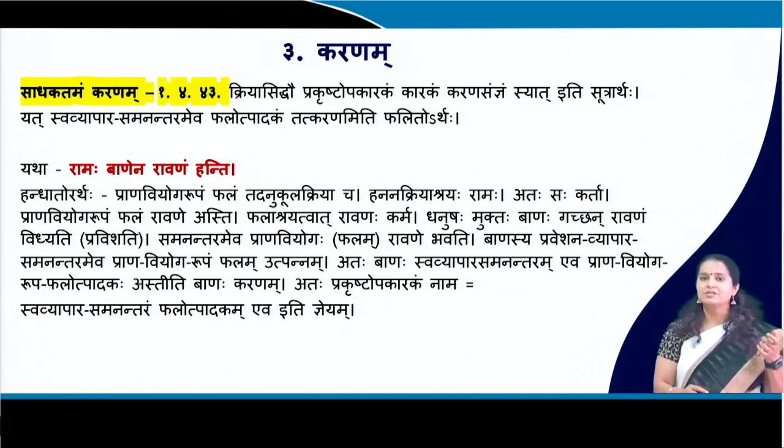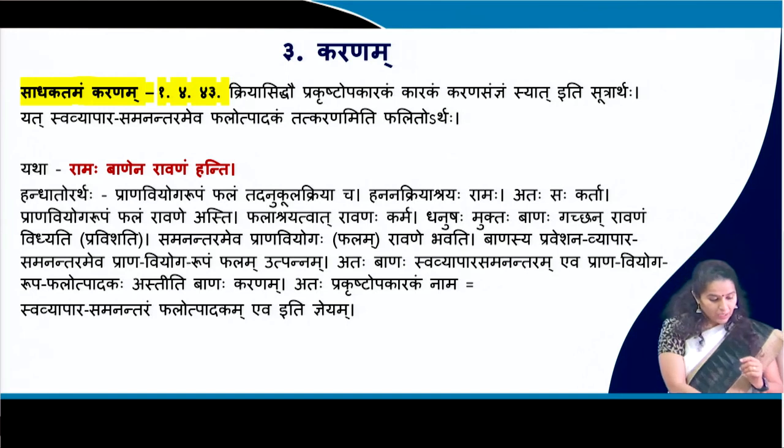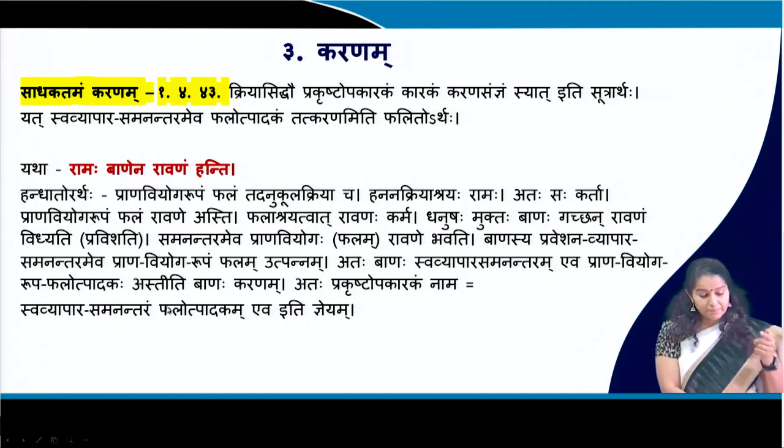And just one interesting point here is that this word phalotpadakaha, you see there are so many different ways of saying the words here. So phalotpadakaha is that which is the generator of that fruit, and therefore because it is the generator of the fruit, the Bana becomes the Karanam. Ataha prakrishtopakarakam nama. Nama here is not the name, but it's said to be vyapara samanantaram phalotpadakam eva iti jneyam.